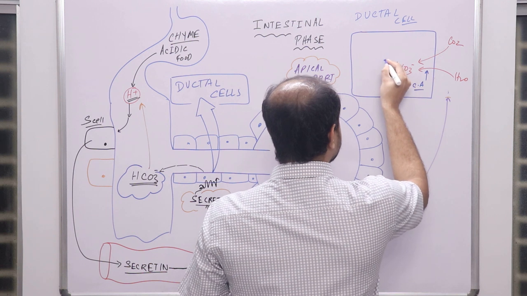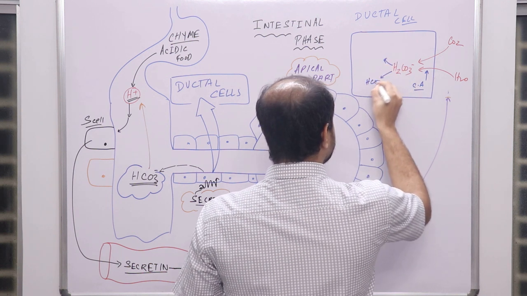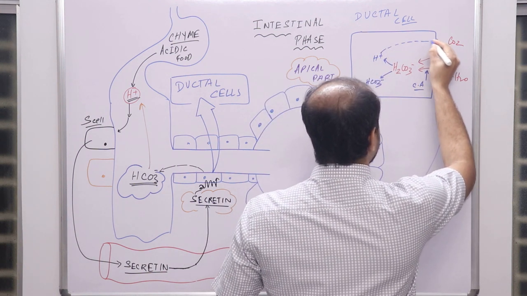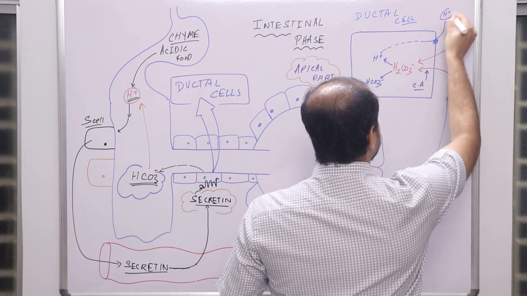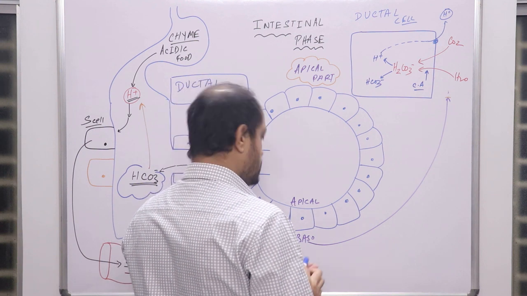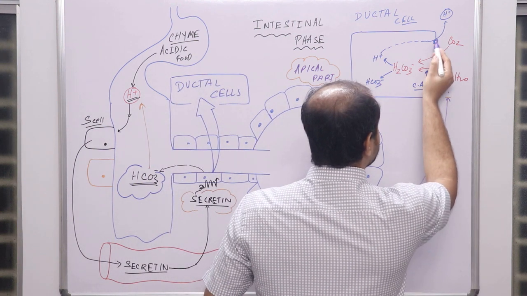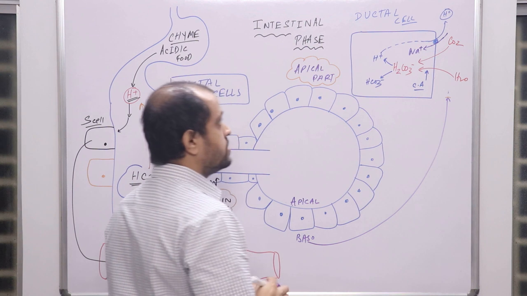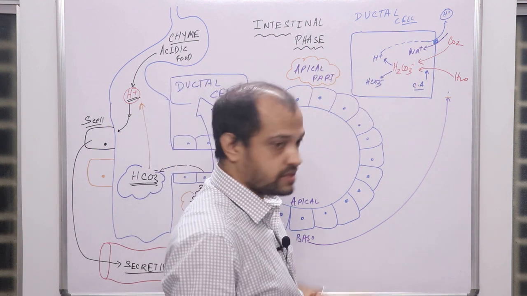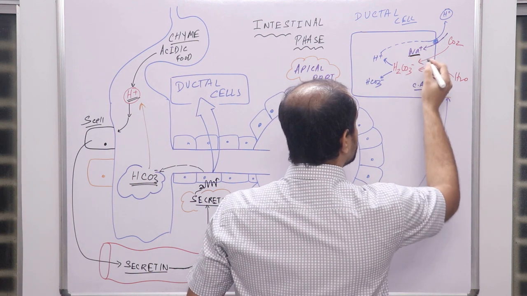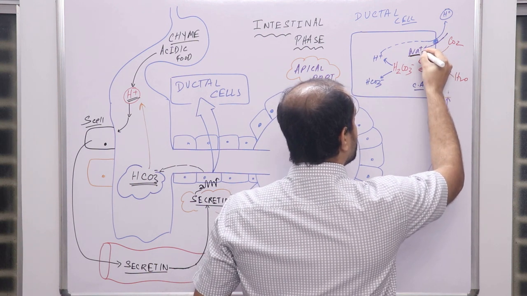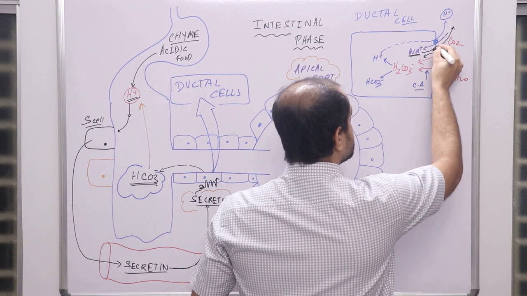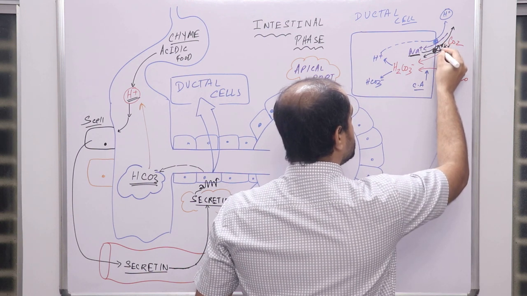Now this H2CO3 breaks down into HCO3 minus and H plus. Now this H plus goes out of the cell by the help of a protein. Clear? Now this is very interesting. This is actually an exchanger protein, and therefore it will exchange H plus with another ion, that is Na plus. Clear? Now another thing will happen: this Na plus will be thrown out and potassium will come in. It is actually utilizing ATP.